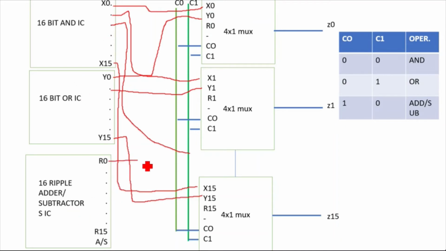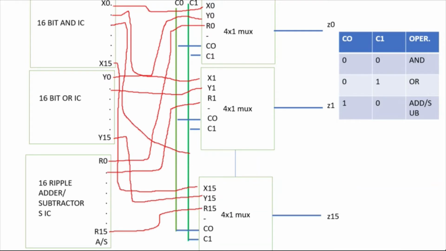So r0 will go and get connected with the r0 of the first mux, and r1 will go and get connected to the r1 of the second mux, and this is our r15, and it will connect to the r15 like this. So this is a block diagram representation for you, so that you will be able to understand how the ALU will be designed.